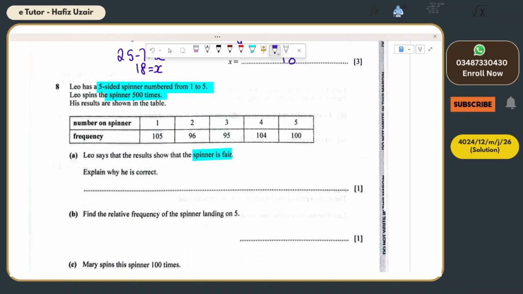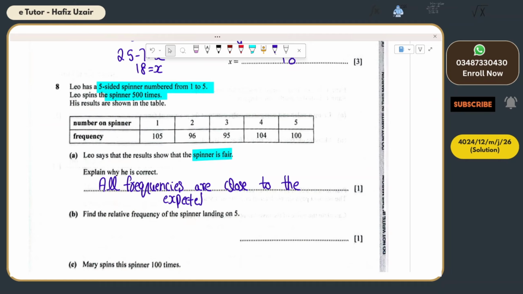So we can write the answer over here. Why is the spinner fair? All frequencies are close to the expected value, that is 100. So you can write this reason. Let's move to B part.